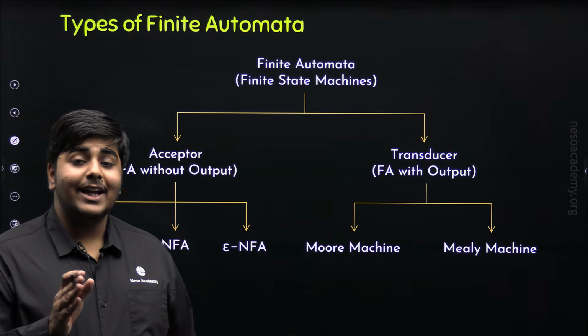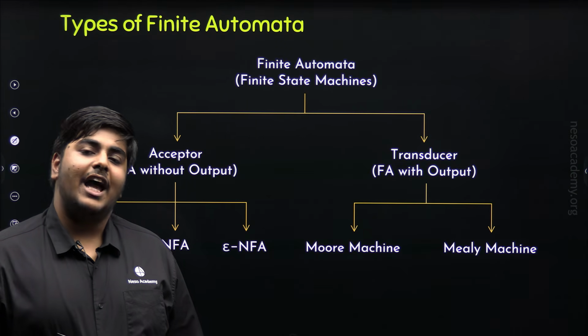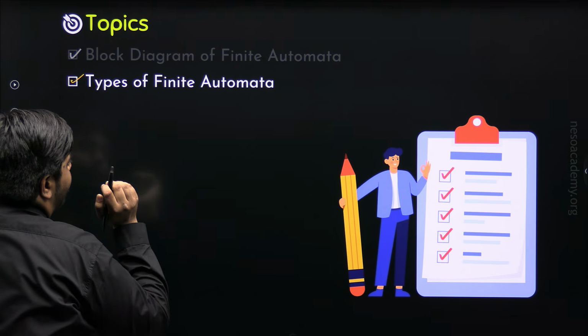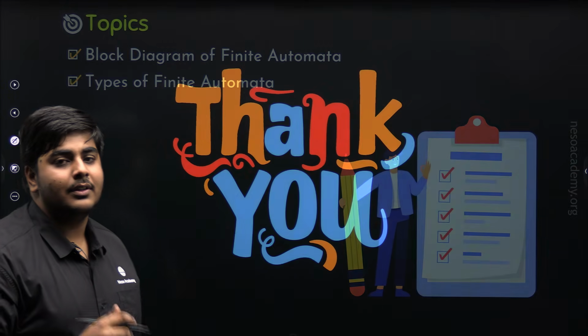So I hope you are clear with the types of finite automata. And in this way, we have completed our second topic, types of finite automata. So these were the topics we have covered in this lecture.